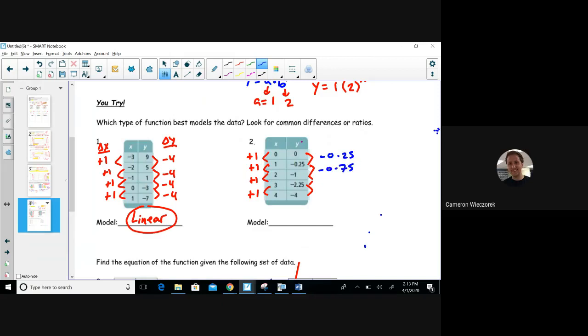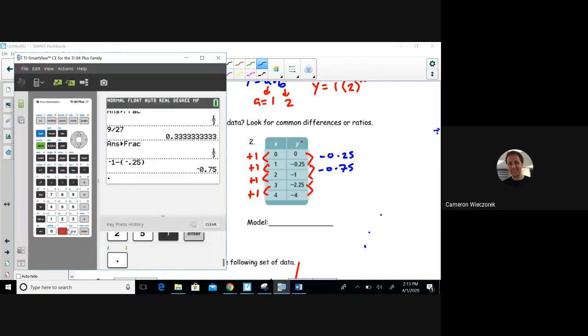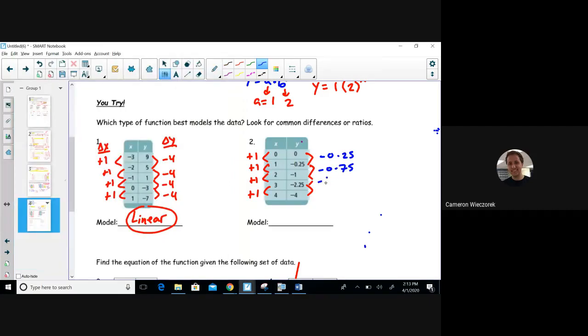0.75. From the third row, from negative 1 to negative 2.25, I'm going to take negative 2.25, and I'm going to subtract the previous row. First time I use the thick minus sign, and then in parentheses, I'm going to type in the little negative 1. Looks like that on your screen. That drops by negative 1.25.